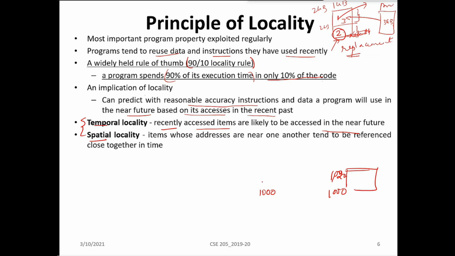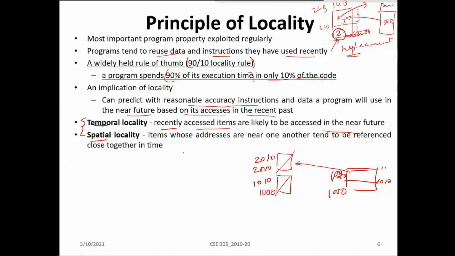Suppose address 1010 is already there, and 2002 and 2010 are also there in the cache. Now if 2020 has to come in, the question is which one has to be removed, whether we have to take this or this.